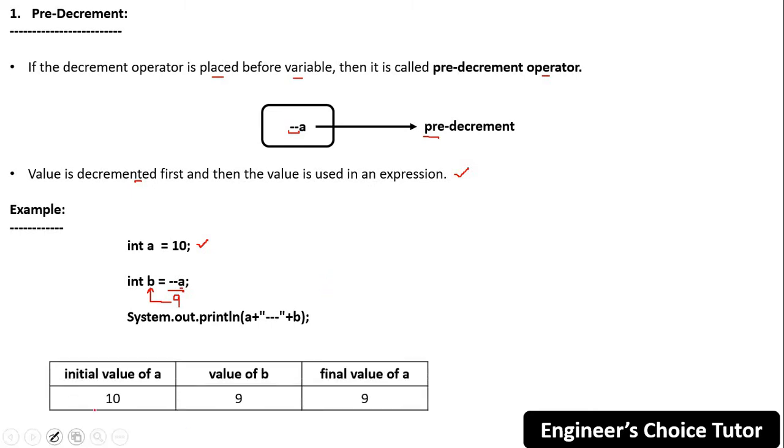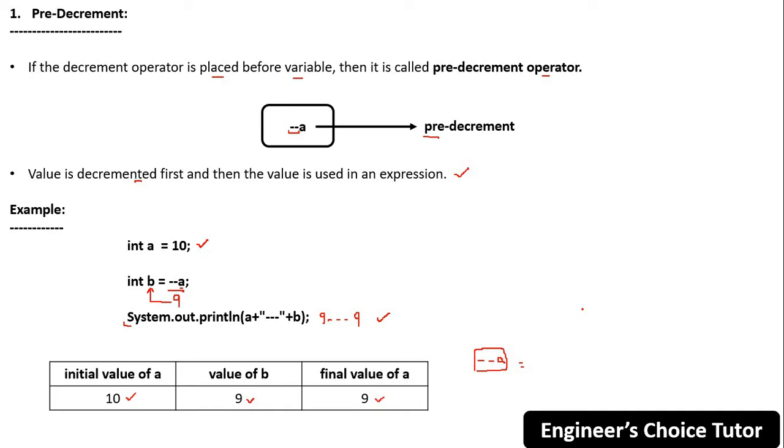So the initial value of a is 10. Then the value of b is 9, and the final value of a is 9, because a got decremented by 1. This is clear. So what will come in this System.out.println? a becomes 9, and then you have 3 dashes, and then b. 9 is assigned to b, right? So you will get 9 on the console output.